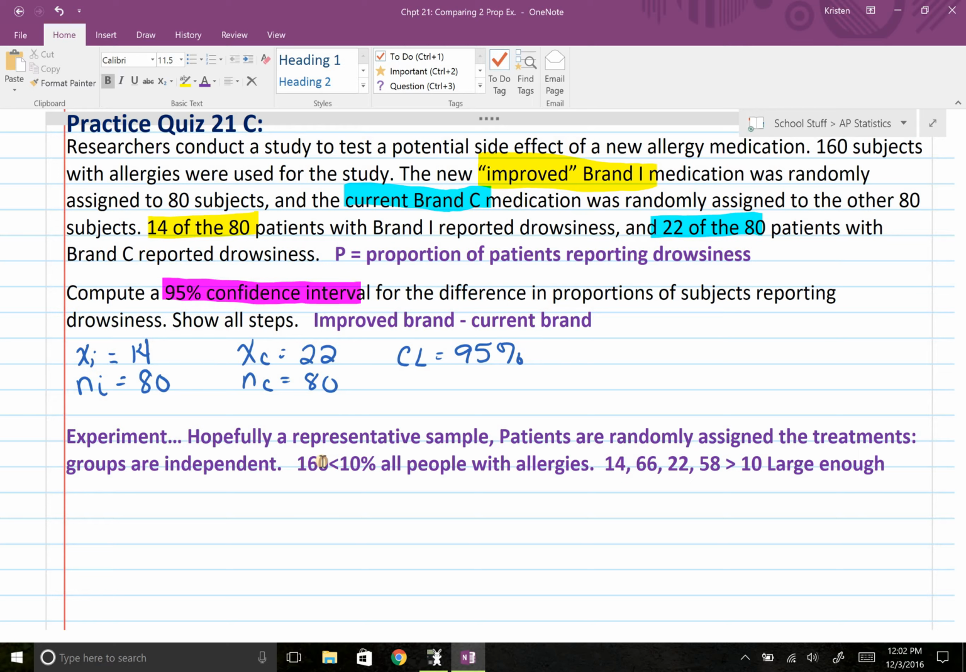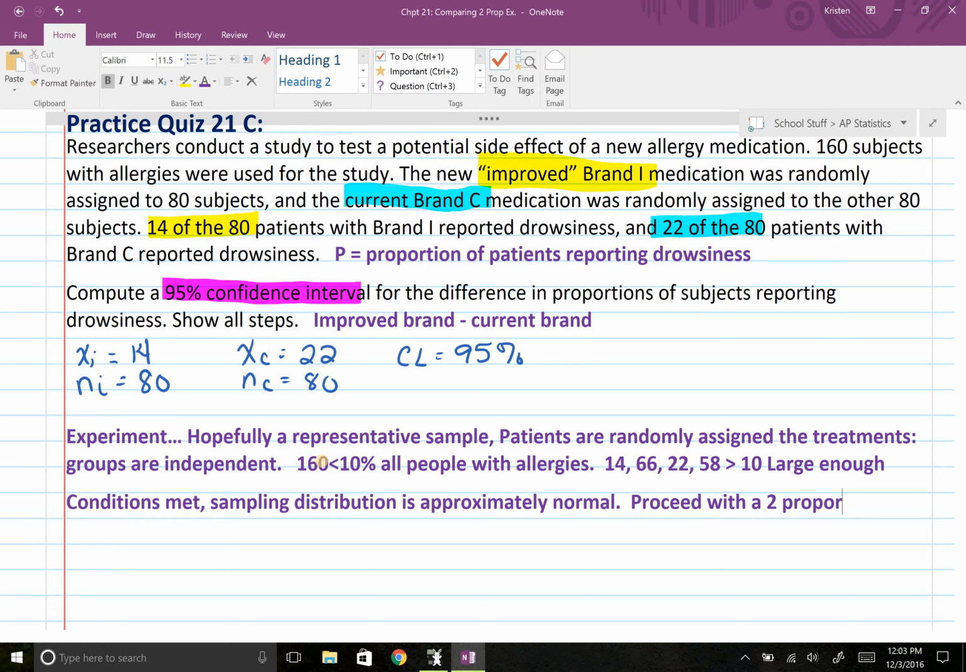Now what we get to say is that conditions met, so our sampling distribution is approximately normal. Normal enough to allow us to use the z-scores. We're going to proceed, not precede, with a two proportion z interval. Okay, the two proportion z interval is the name of the test.